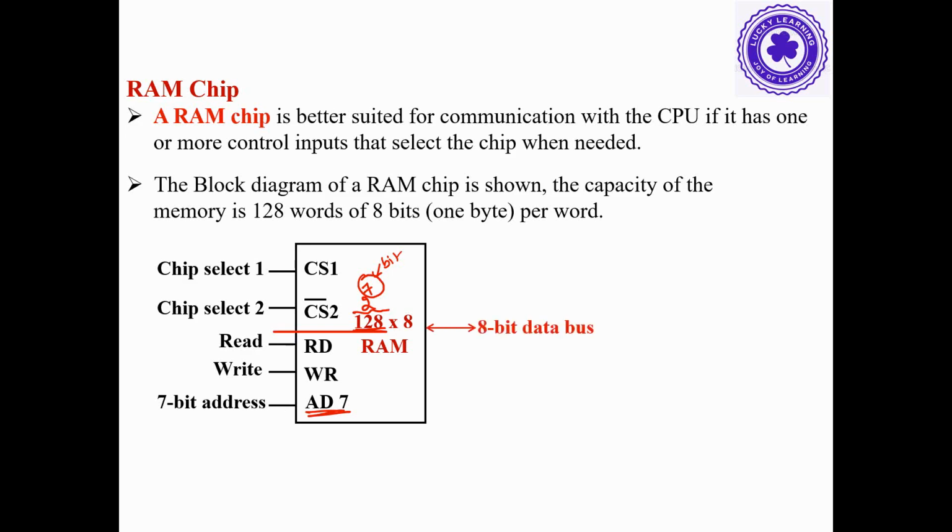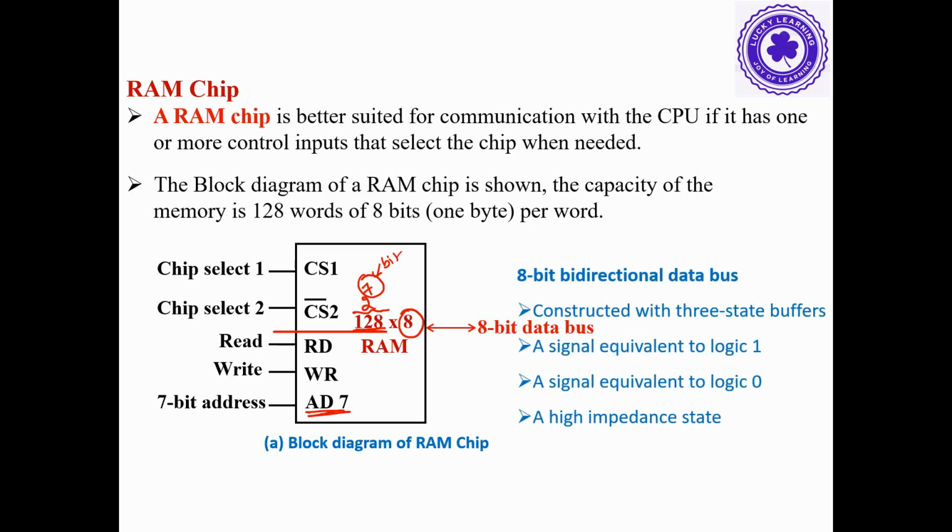And RAM is random access memory, used for both read and write purposes, so it uses an 8-bit data bus. Why? Because each word consists of 8 bits. So an 8-bit data bus is to be connected. Now this is the block diagram of a RAM chip. This bidirectional data bus is constructed with 3-state bus buffers. The three-state bus buffers have three states: one is logic 1, another is logic 0, and the third is called the high impedance state. Simply we can call it an open circuit, meaning no connection with the RAM chip.